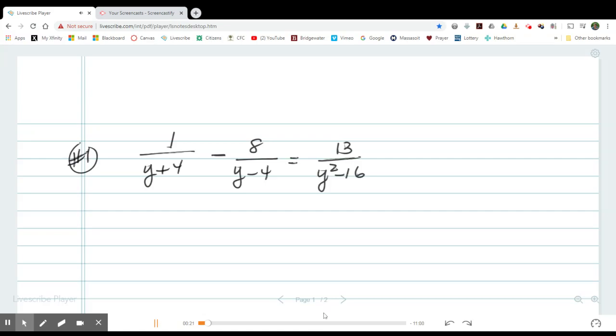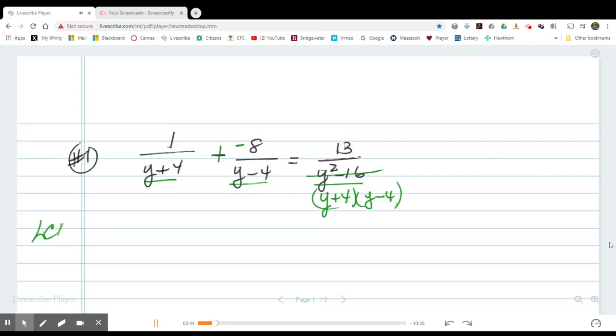Minus signs cause problems. So what I'm going to do is change this to a plus and move that minus sign up to the numerator. Before I even do that, this is in factored form. That can't be factored any further. That can't be factored. But y squared minus 16 is the difference of squares. That factors into y plus 4 times y minus 4.